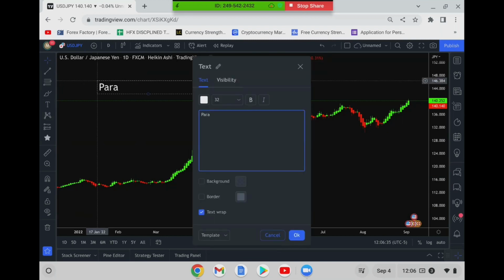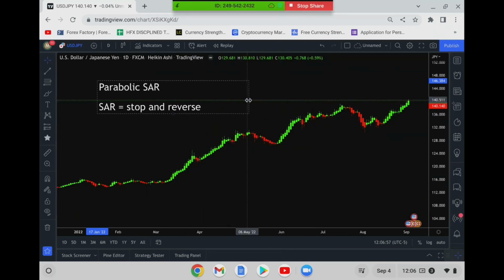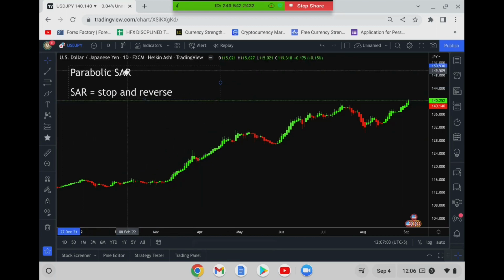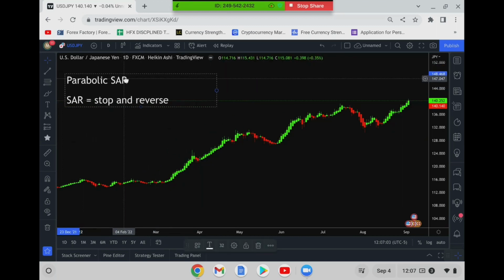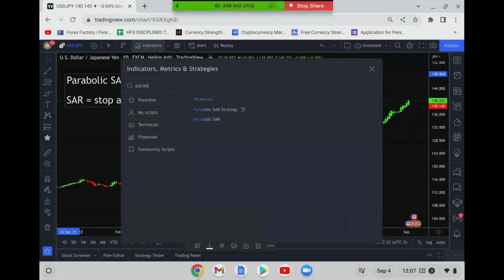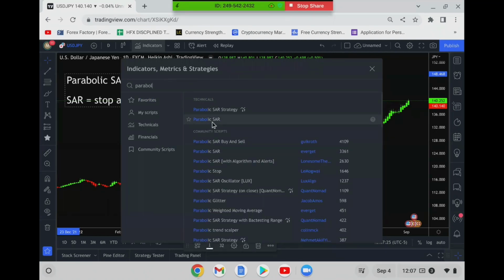So the first thing I want to point out to you guys is that the SAR in Parabolic SAR actually stands for stop and reverse. Right? So just based off of the name of this indicator, you can already assume its method of application. So let's go ahead, scroll up here to indicators, and I'm going to type in Parabolic SAR. I'm going to click this one right here just once.